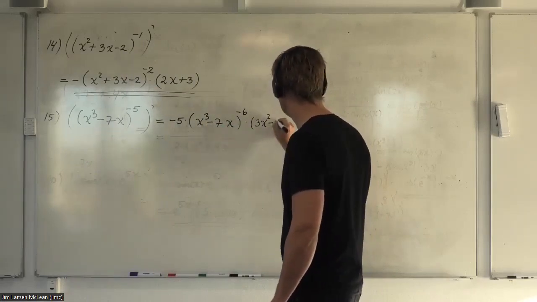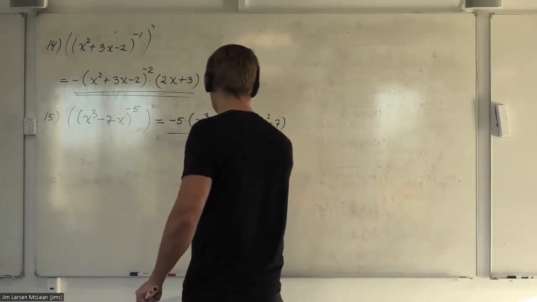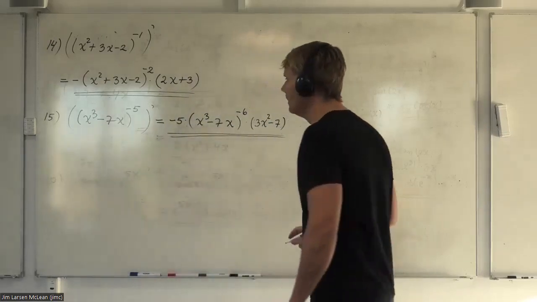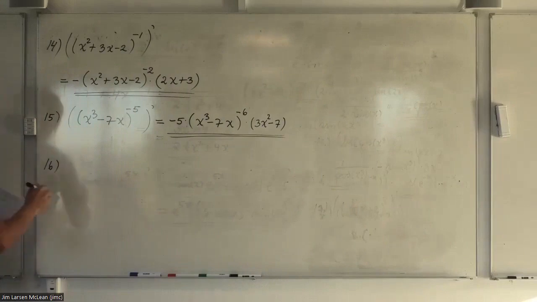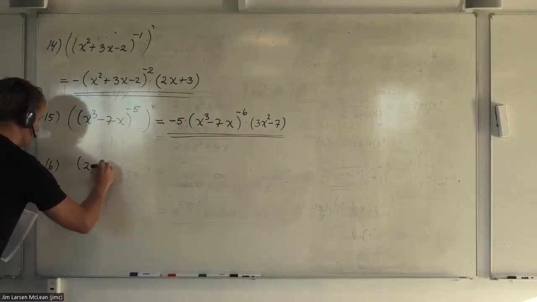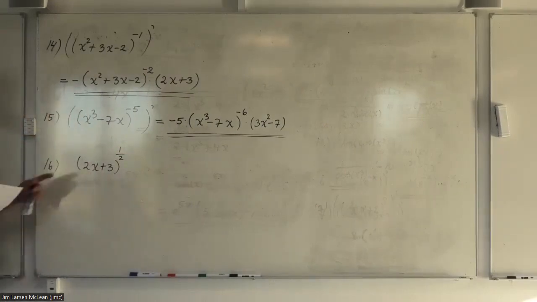-7. And then we're done. So we're up at 50 minutes. And then we make it 16. Here, I figured out 2x plus 3, all raised to the power of 1/2. So that was another way to write the square root. Here it just says square roots.